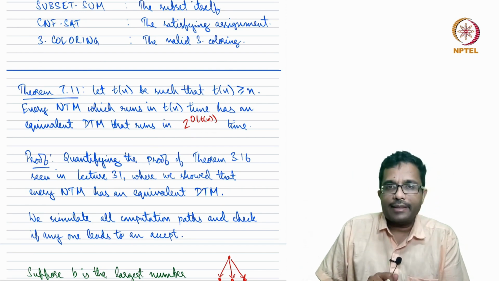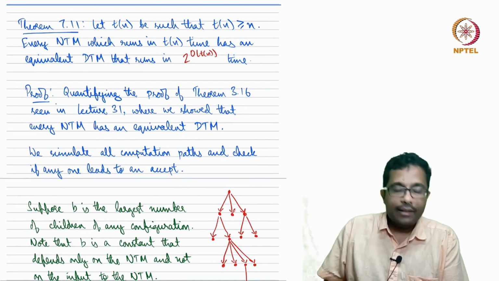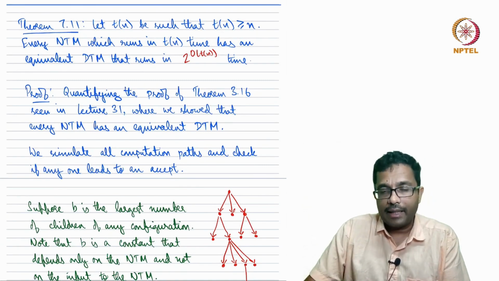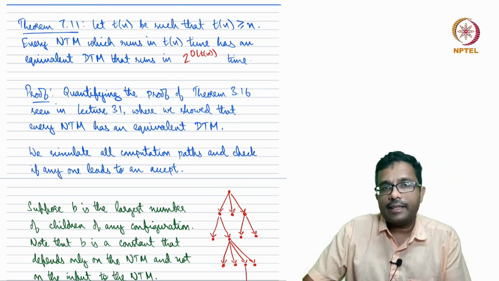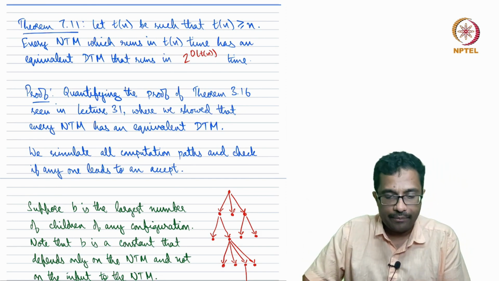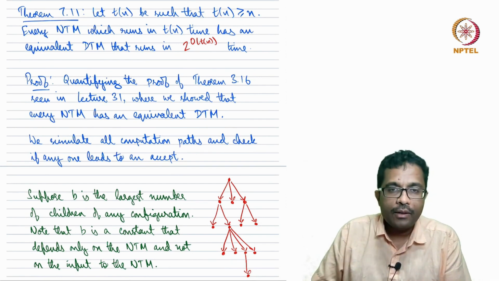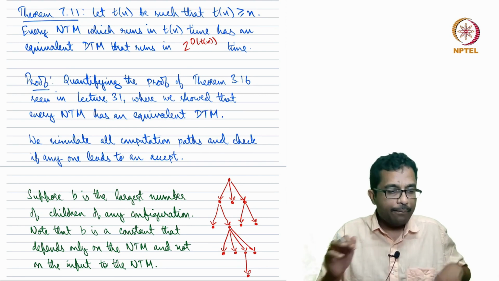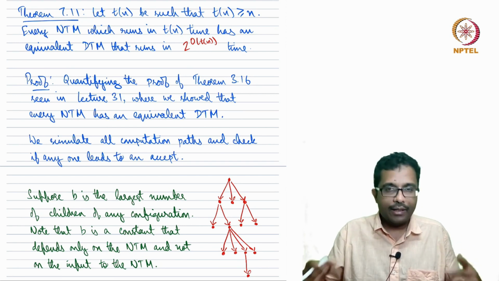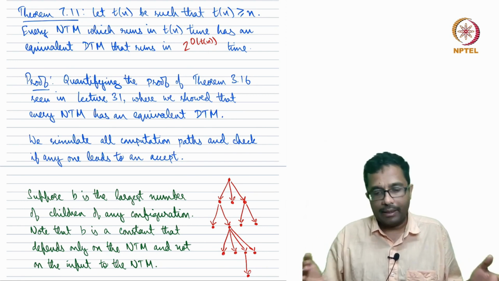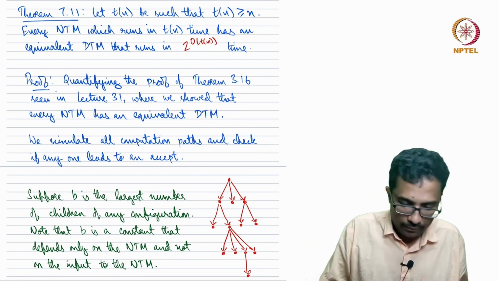So how do we get this result? It turns out that the proof is the same proof that we saw in chapter 3, to be precise in lecture 31, where we said that every NTM has an equivalent DTM. Now all we are doing is going through the same proof and computing the time taken for the simulation. Earlier we gave the proof without bothering about time. Now we are going to measure the time of the simulation described in the same proof.